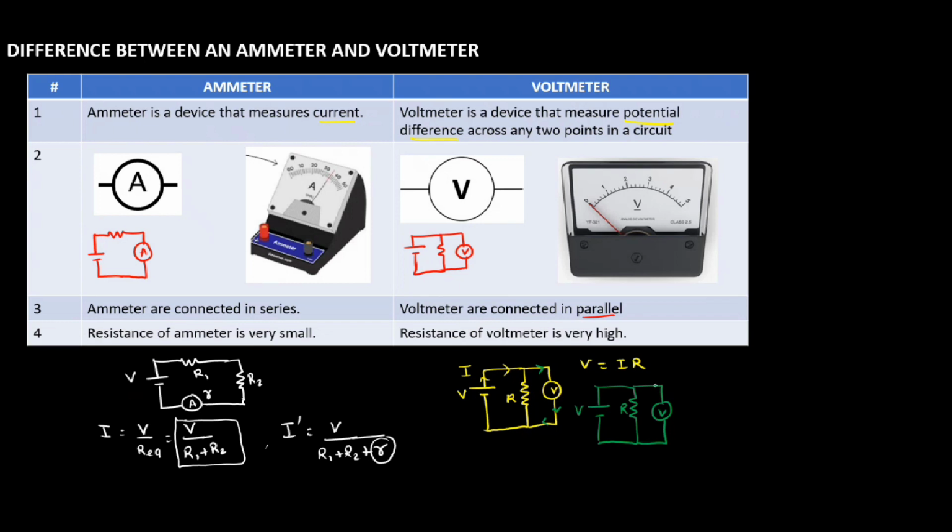And if my voltmeter has very high resistance, no current will pass through the voltmeter and all of my current will remain in the original circuit. That will give me the accurate value of potential difference. So this is why resistance of ammeter must be very small, whereas resistance of voltmeter must be very high.